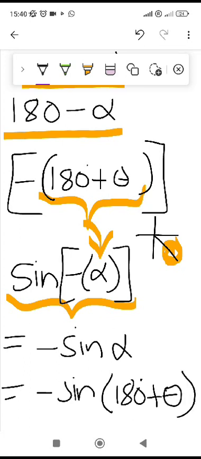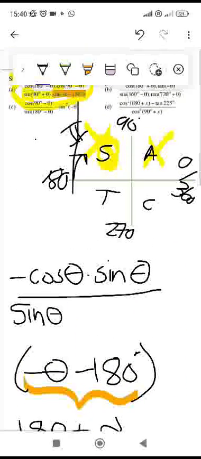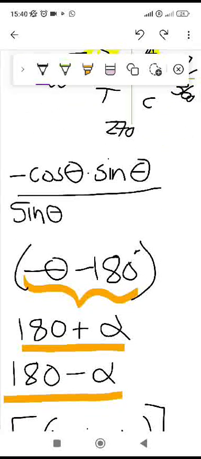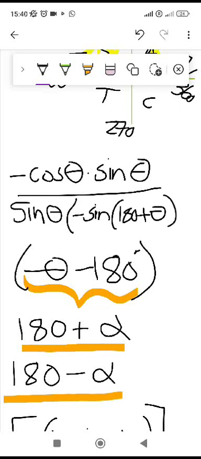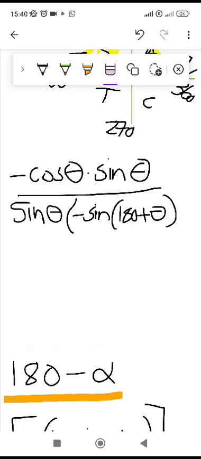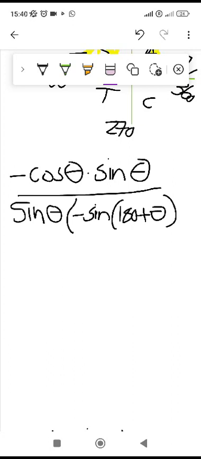Okay, so let's go back to our actual question, and we are going to insert minus sine 180 plus. So this was our actual question. And over here we have a negative sine, and inside our bracket we have 180 plus theta. All right, let's get rid of some of these things so that we can continue our question. So we have done our first step finally.